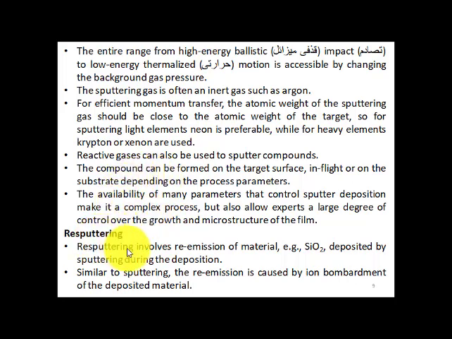Resputtering, as has already been discussed, involves re-emission of material. For example, silicon oxide deposited by sputtering during the deposition. Similar to sputtering, the re-emission is caused by ion bombardment of the deposited materials. As I have already mentioned, when the noble gas plasma strikes the target material, it ejects atoms as well as 1% of ions. So these ions strike the deposited material and the deposited material is sputtered off. This process is called resputtering.